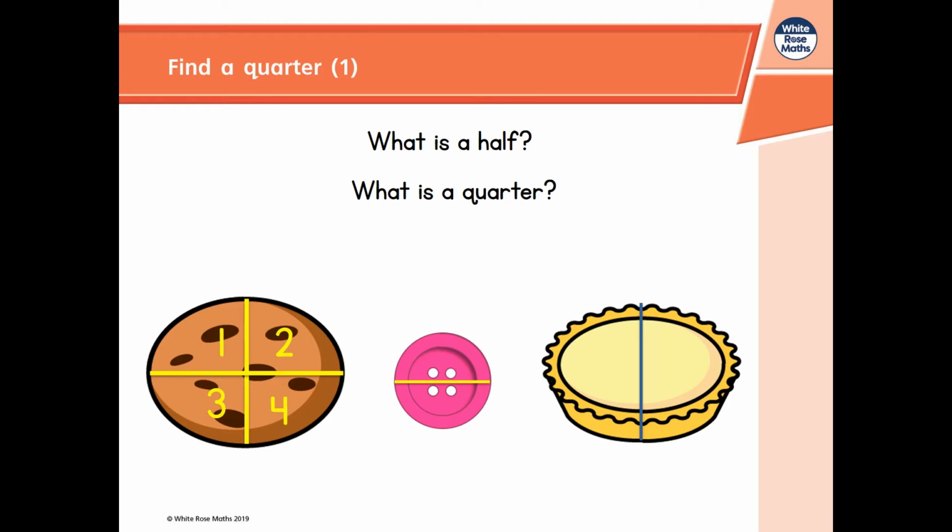Now let's have a look at the button. Could you draw another line to show 4 equal pieces? Exactly. And what would 1 quarter be? There it is. That would be 1 quarter. And again, let's look at the tart. If we had 4 people and we wanted to share it equally, we would each want to have 1 quarter. So let's draw a line and show 4 equal pieces. Each person would get a quarter. Excellent work.